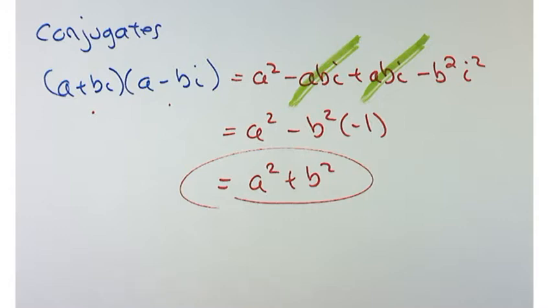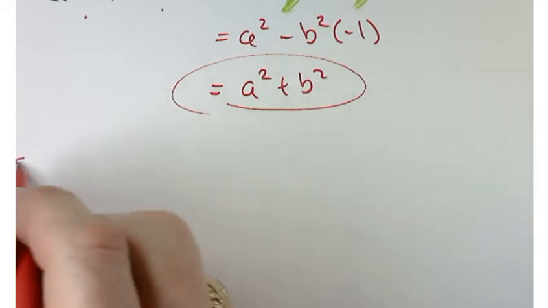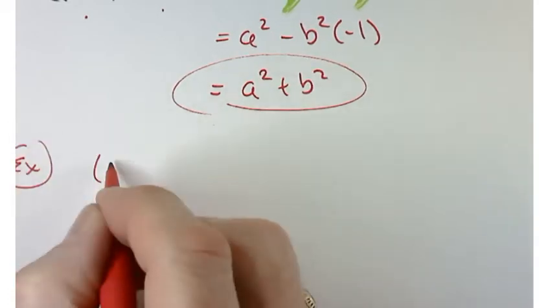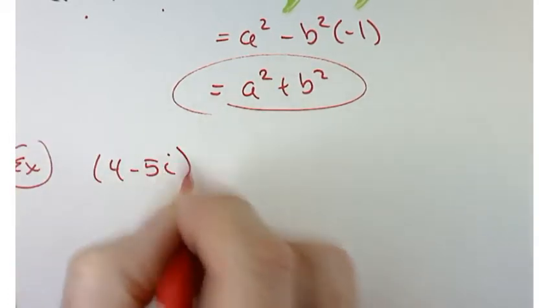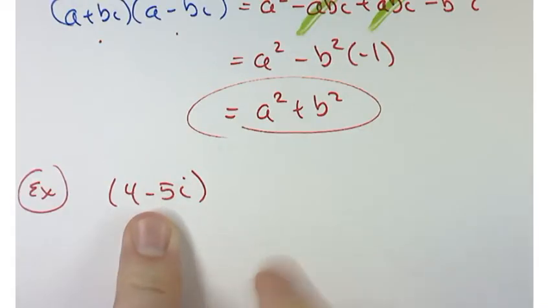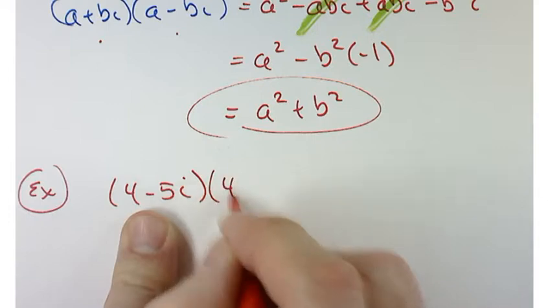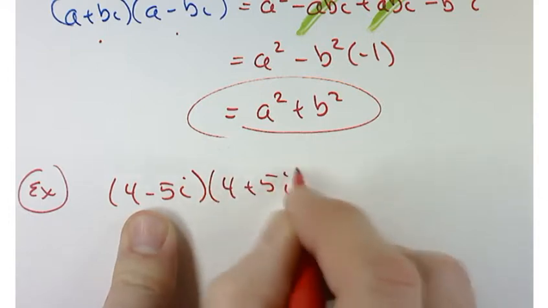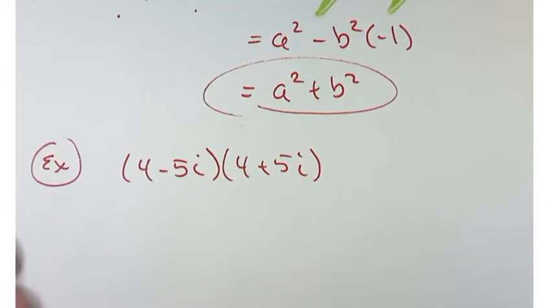So let's try that with a quick example. Let's try 4 minus 5i. What would be the conjugate of 4 minus 5i? 4 plus 5i. Multiply those together. See what you get.